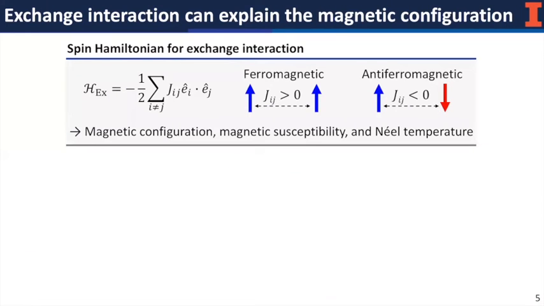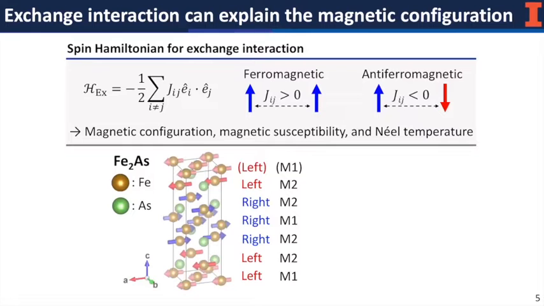So let's start with the fundamental magnetic interactions. Exchange interactions explain how two different spins are energetically aligned. A key quantity is an exchange coefficient. When the coefficient is positive, then two spins prefer to be parallel or ferromagnetically coupled. And when it's negative, then they become anti-parallel or antiferromagnetically coupled. So once we can calculate the exchange coefficient, we can explain the ground state magnetic configuration. And moreover, we can estimate the magnetic susceptibility and the Néel temperature.